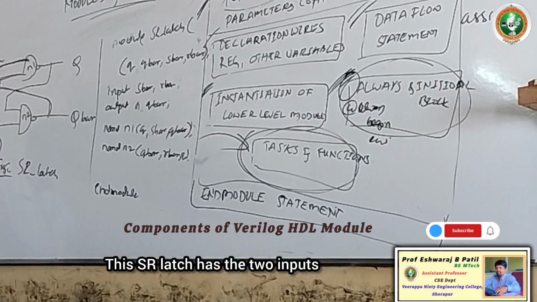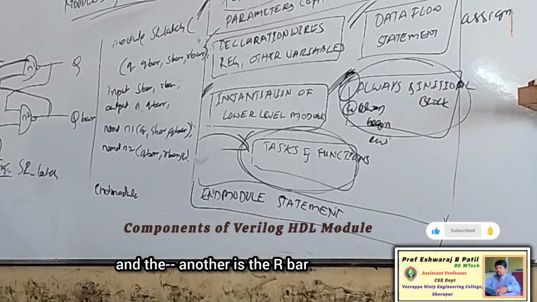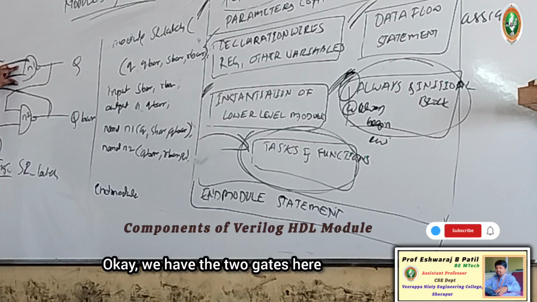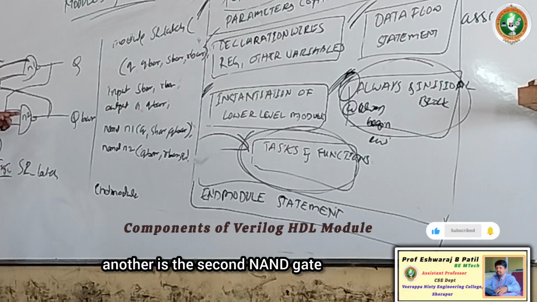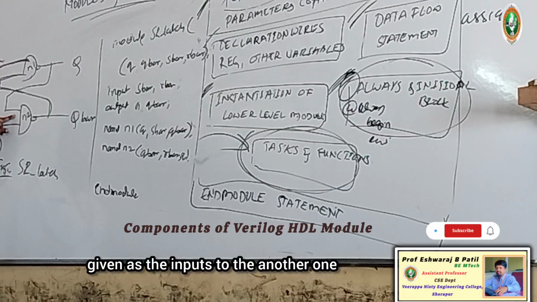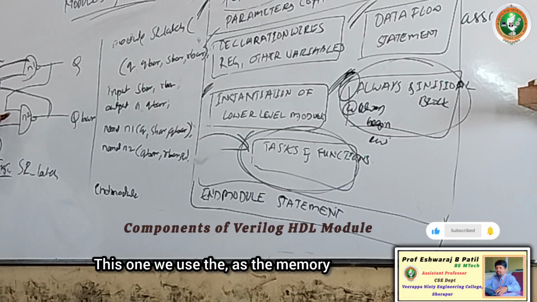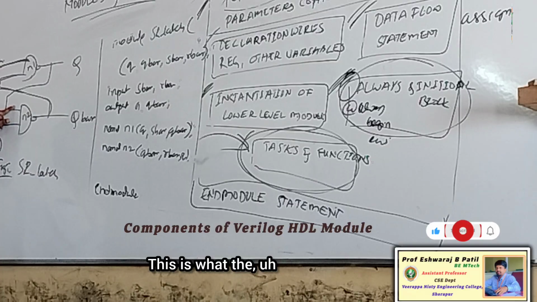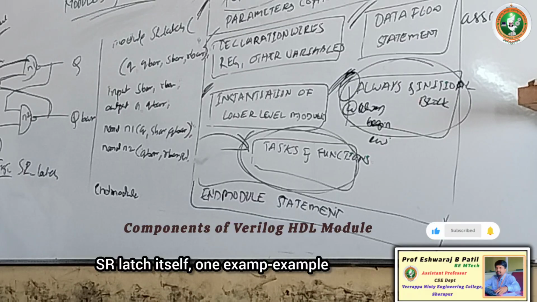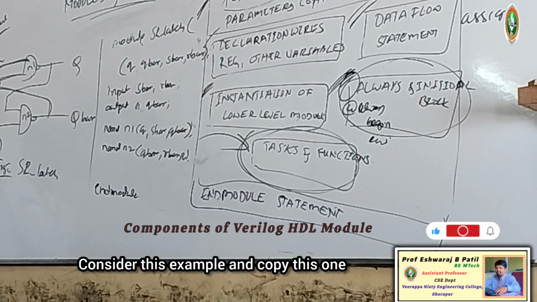This SR latch has two inputs, one is the S bar and the other is the R bar, and we also have two outputs, the Q and the Q bar. We have two gates here, the first NAND gate and the second NAND gate. What we are doing here is feeding back. The output is always fed back as an input to the other gate. This we use as memory. This is a sequential logic circuit. In sequential logic circuits, the SR latch itself is one example. Consider this example and copy it.